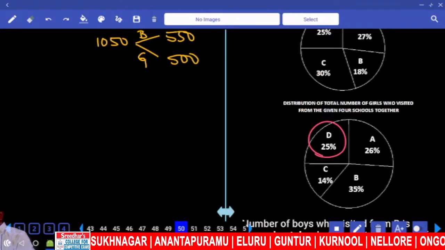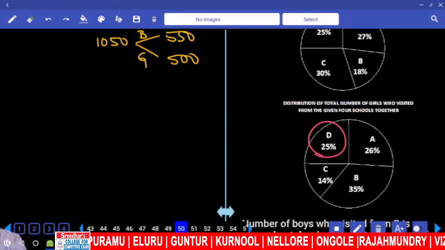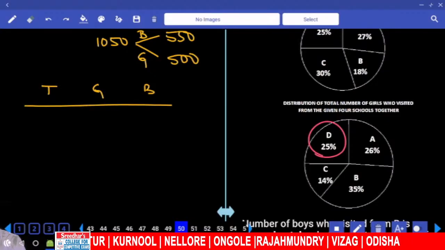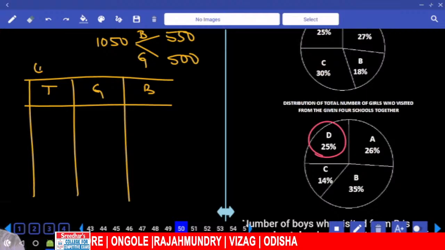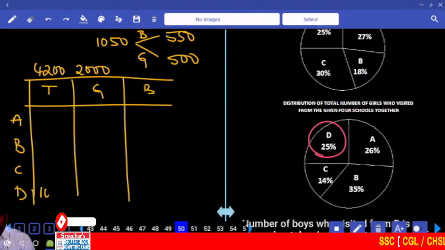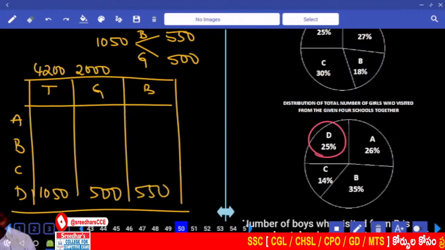Which is equal to 25%. Then 100% is 2000. So total girls and boys. Total how many? 4,200 girls. Remaining 2,200 are boys. Now we have A, B, C, D. D value we already calculated 1050. 500 comes here. 550 comes here. Already we have calculated. Correct?